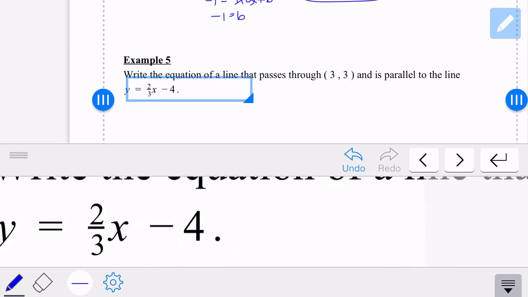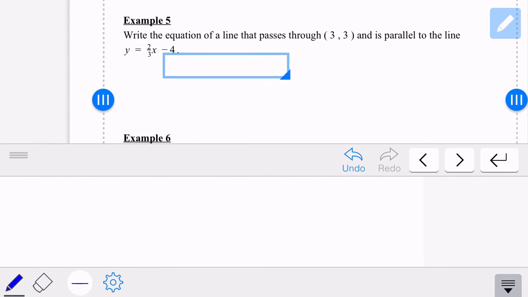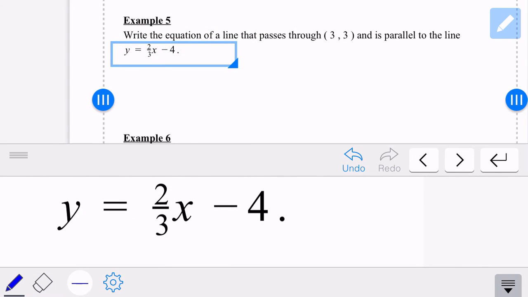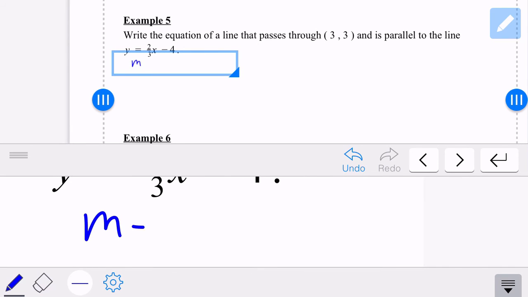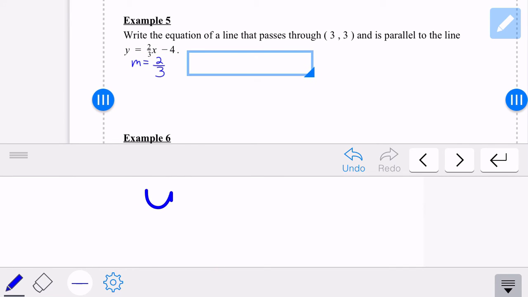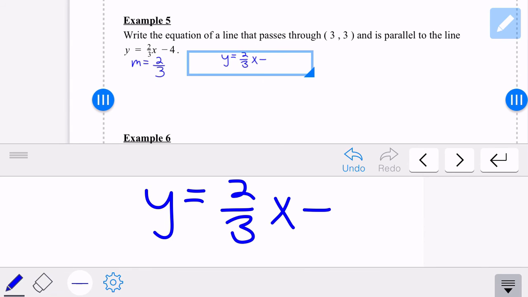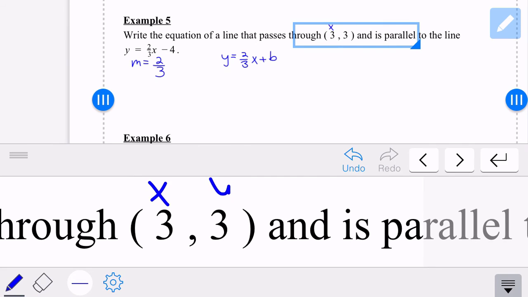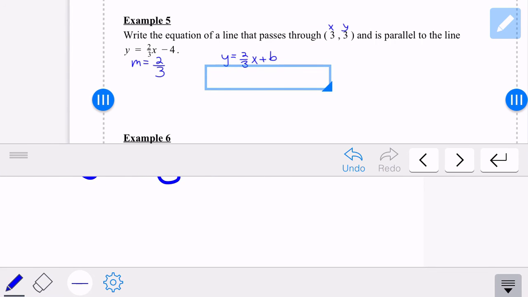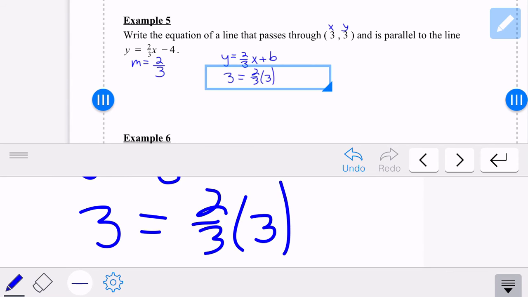Example 5, write the equation of a line that passes through 3, 3 and is parallel to y equals 2/3 x minus 4. Same idea. We want it parallel, so we want the same slope. So we're going to use 2/3. So we have y equals 2/3 x plus b. And we're going to use 3, 3 again as our x and a y value. So we've got 3 equals 2/3 times 3 plus b.